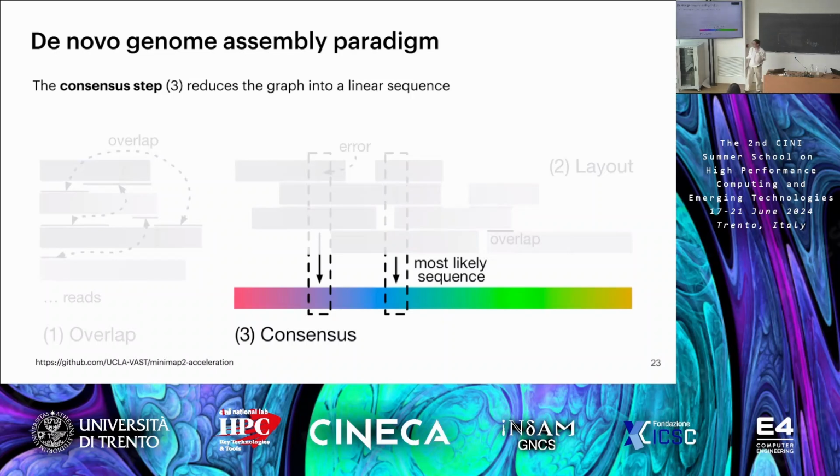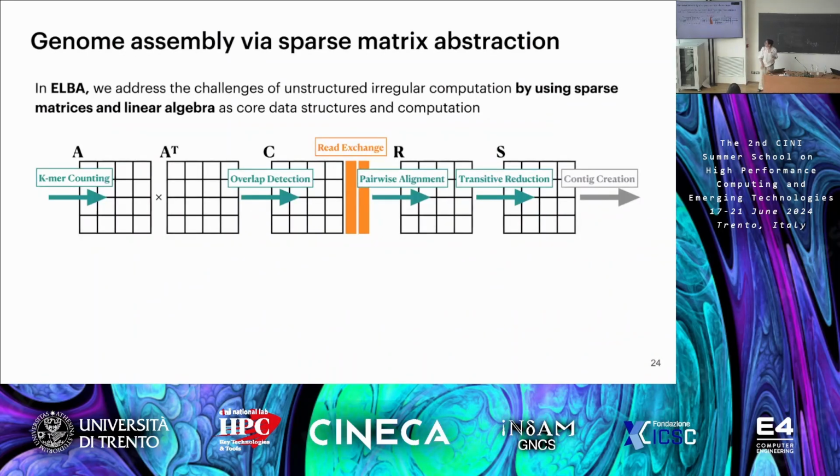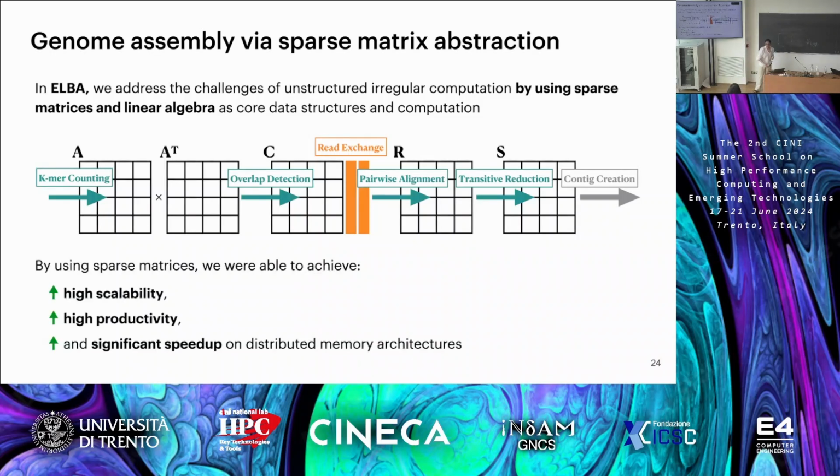Today I'm just going to talk about how we do overlap detection with matrices, but the reality is that we do everything with matrices. Our software is called Alba. Here, we take the whole pipeline and represent it as sparse matrices and operations between sparse matrices. I'll show you how that actually works when we do not deal with floating points. The good news about this part is that we get high scalability, high productivity, and a significant speed up.